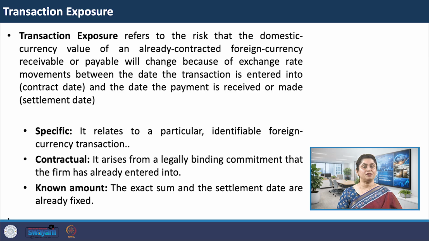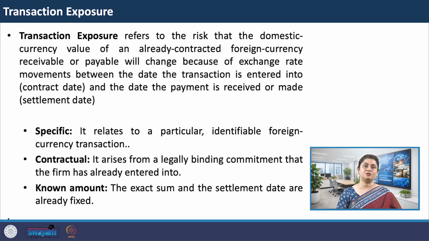Whenever a company deals in foreign currency, it faces the risk that exchange rates may change before the transaction is completed. These changes can affect the company's cost, revenues, profit, and cash flows. There are three major types of exchange rate exposure, which we have also discussed before. They are transaction exposure, translation exposure, and operating exposure. Today, we will begin with the first and the most direct type, which is called transaction exposure.